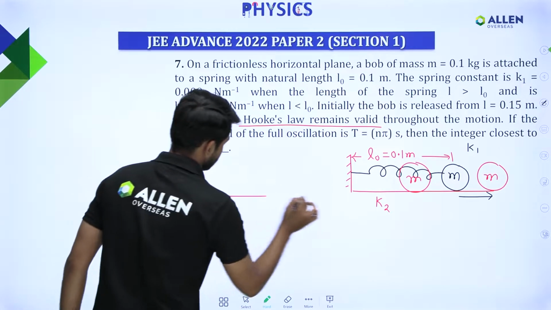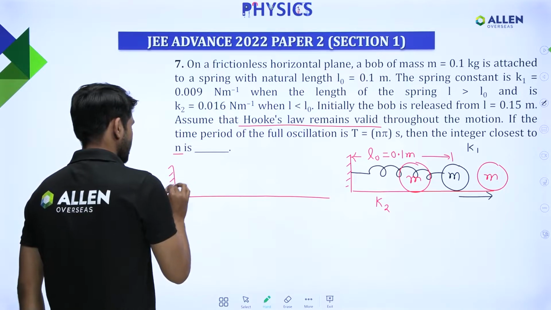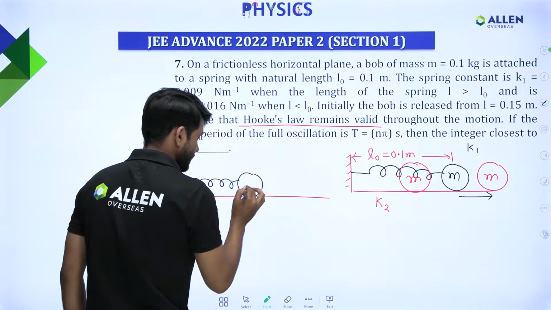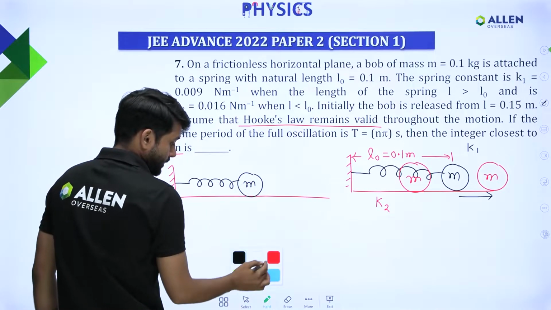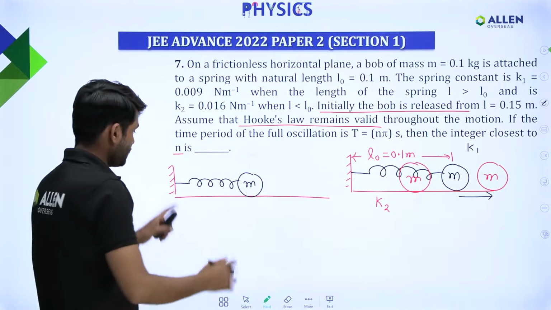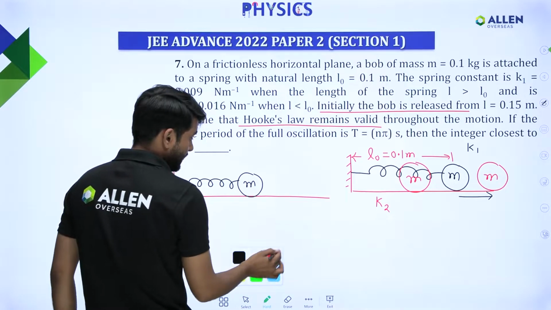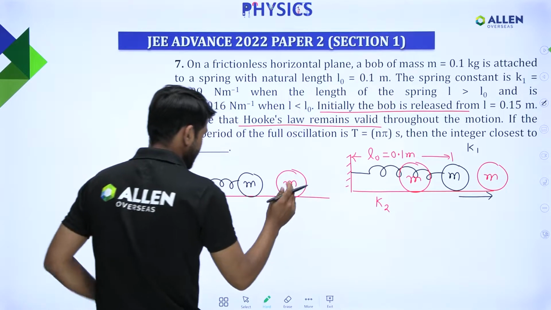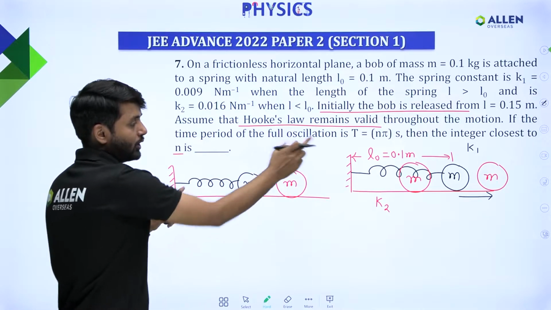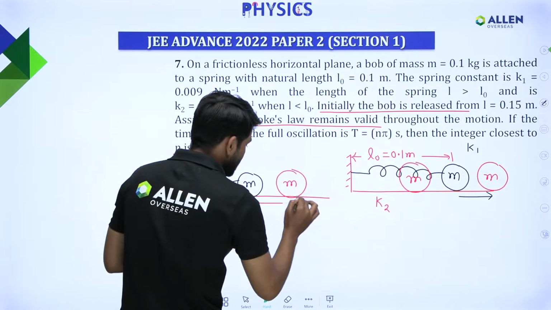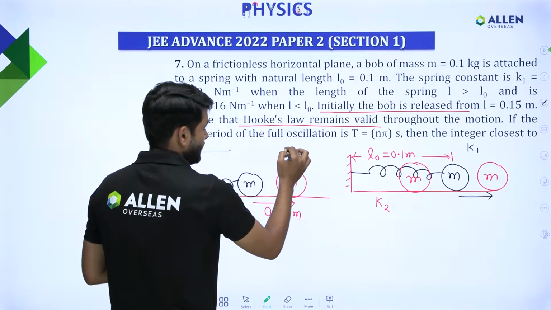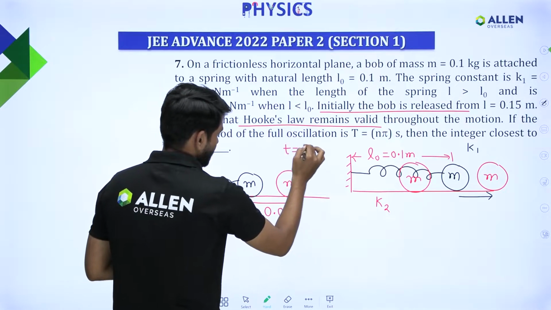Now see what is happening in the question. This is a spring, and a small mass m bob. Initially the bob is released from L equal to 0.15 meter, where L is the complete length. The natural length of this spring is 0.1 meter, so the extension is 0.05 meter. At t equal to 0 we are releasing this.